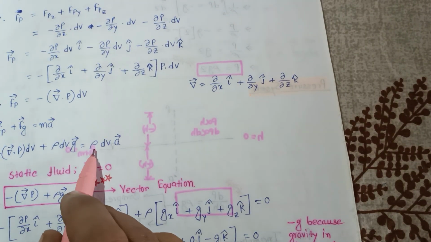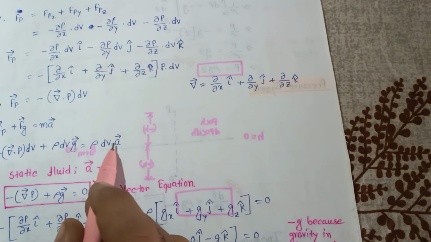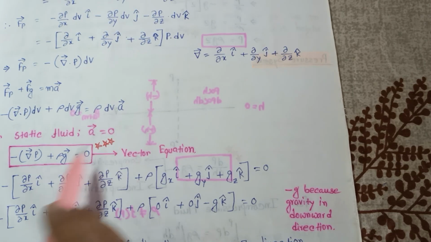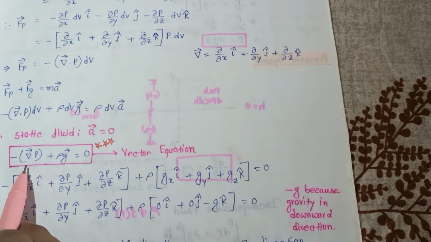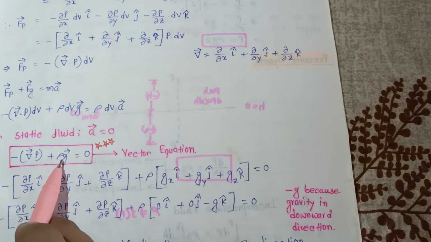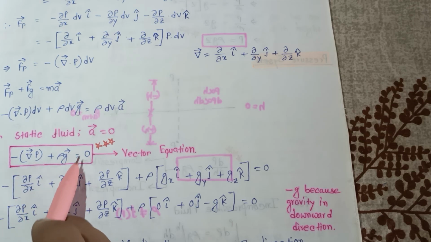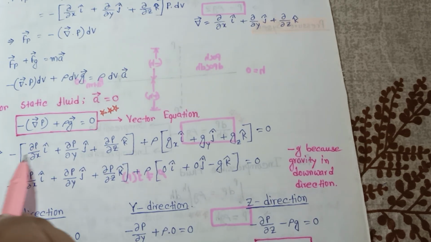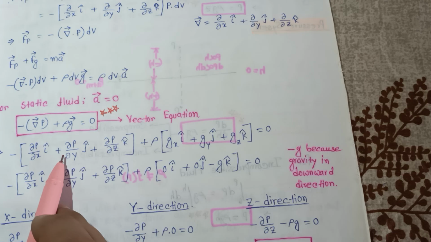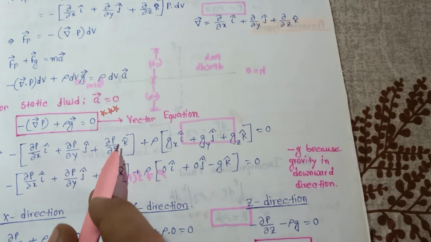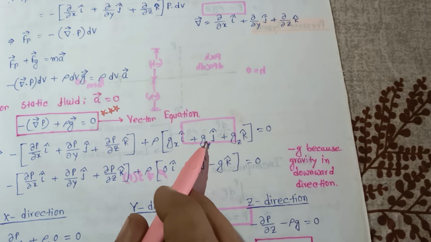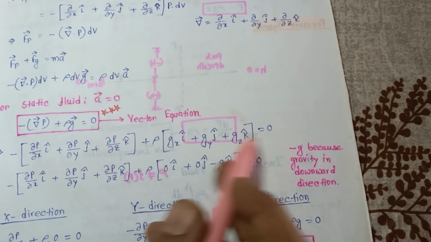So that is equal to rho dv into acceleration. For a static fluid, the acceleration is equal to 0. So from here, minus gradient of p plus rho g is equal to 0. This is the vector equation. So minus of del p by del x i cap plus del p by del y j cap plus del p by del z k cap, plus rho into gx i cap plus gy j cap plus gz k cap, is equal to 0.